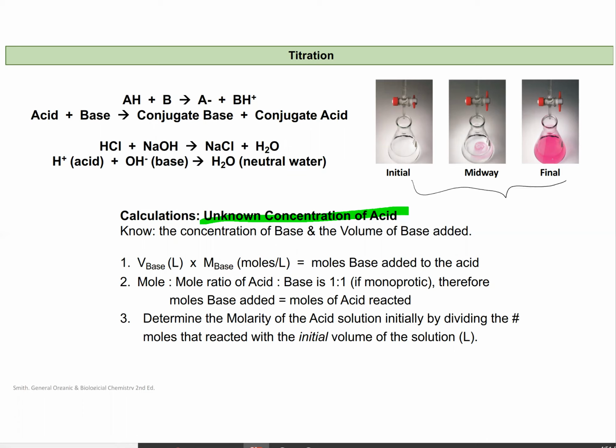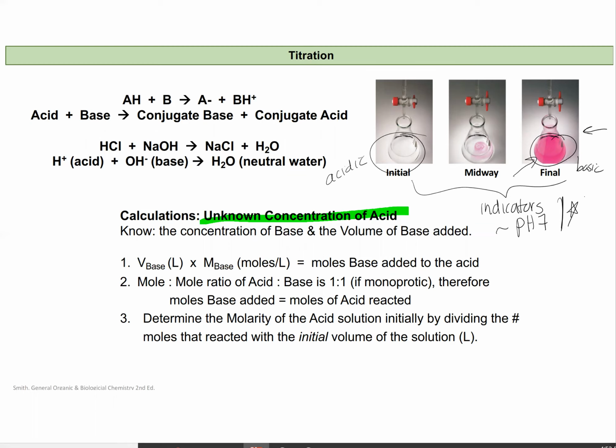We often use indicators. So we have a color change when we hit pH 7, when we've neutralized all of our acid. And in this case, this one's looking at phenolphthalein. And so when it's acidic, it's clear. And when it's basic, it becomes bright pink. So we add base until we see that consistent light pink color, and that tells us we've just reached a point where we have reacted with all of our acid.